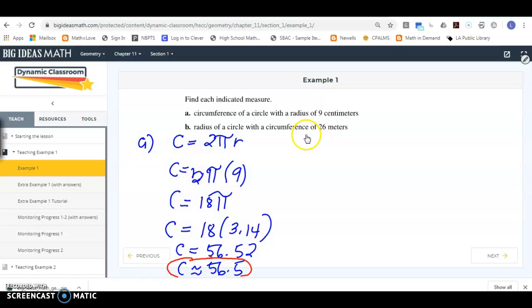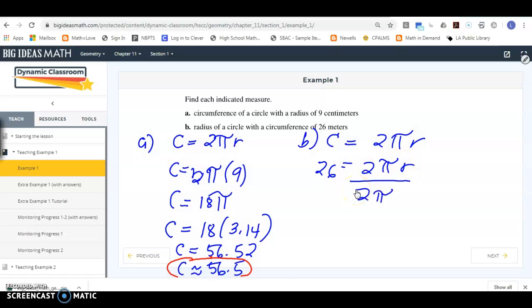Okay, now for letter B, you want to find the radius. Well, we're going to get started with the same formula, 2 pi r. The circumference is given to be 26 meters. Okay, 26 is equal to 2 pi, and then you're looking for radius. So what you can do is you divide both sides by 2 pi, so you can cancel that on the right, and this one you will get 13 over pi is equal to r, because 26 divided by 2 is 13, and the pi stays at the bottom.